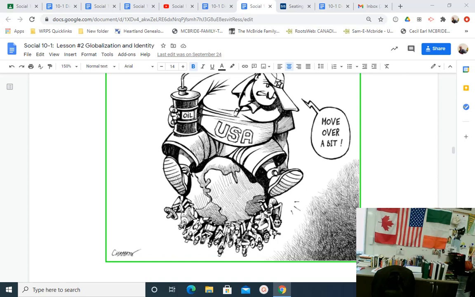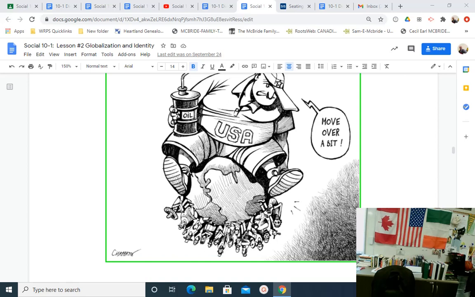And the United States individual sitting at the top, he's drinking something, but it says oil. So he's not drinking water, which we would think he would be drinking. He's drinking oil. And the only thing that is being said is move over a bit. So I might spend a couple of sentences just describing what's on the page.